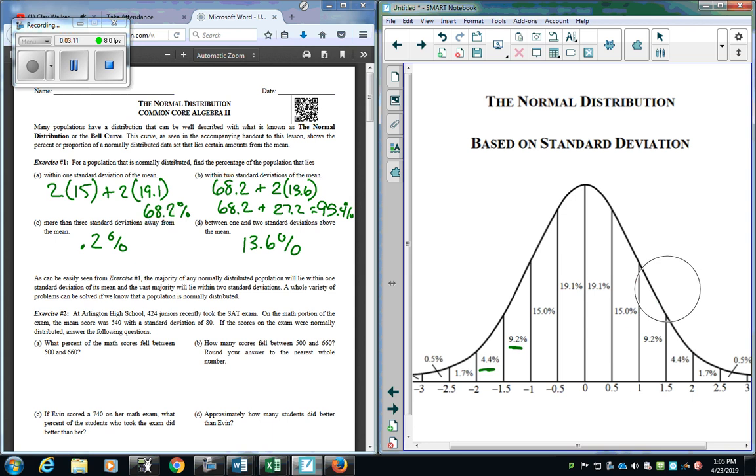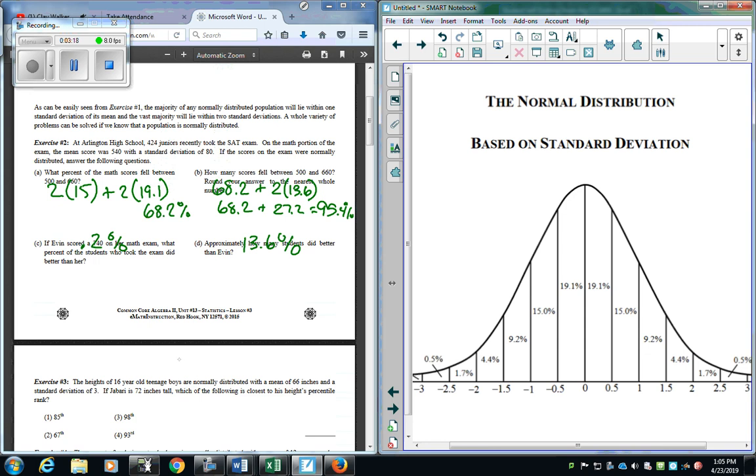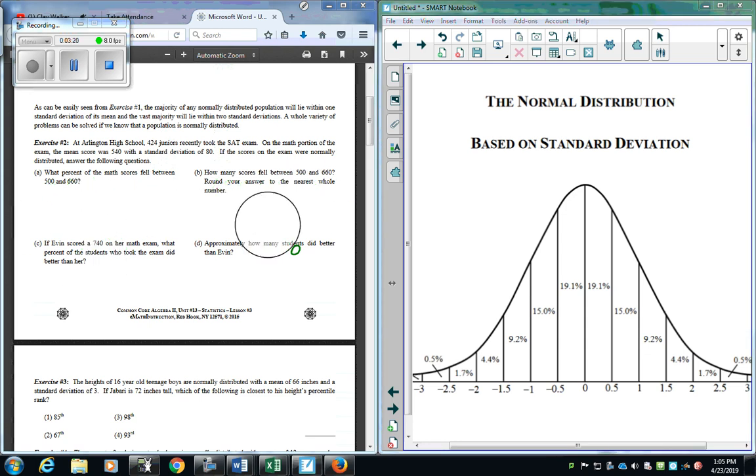So, going into exercise 2, I'll go ahead and erase all this. Arlington High School, we got 424 juniors took the SAT. The math portion, the mean score was 540 with a standard deviation of 80. So if the scores on the exam were normally distributed, they want us to answer the following questions. They want us to figure out certain percentages, and then they're going to ask us how many people fell within those percentages. So, what percent fell between 500 and 660?